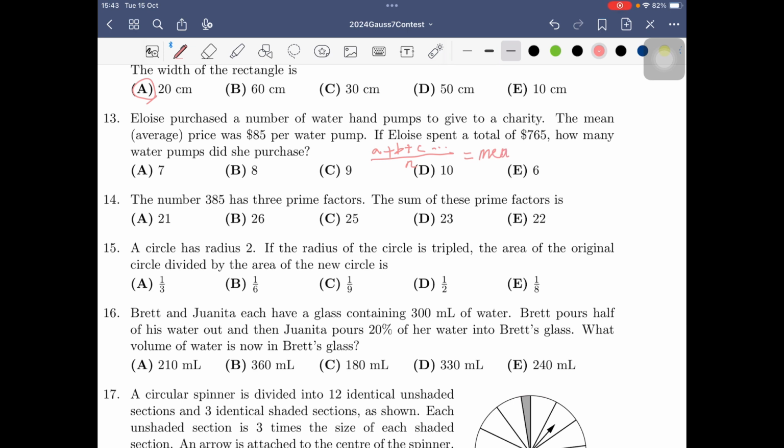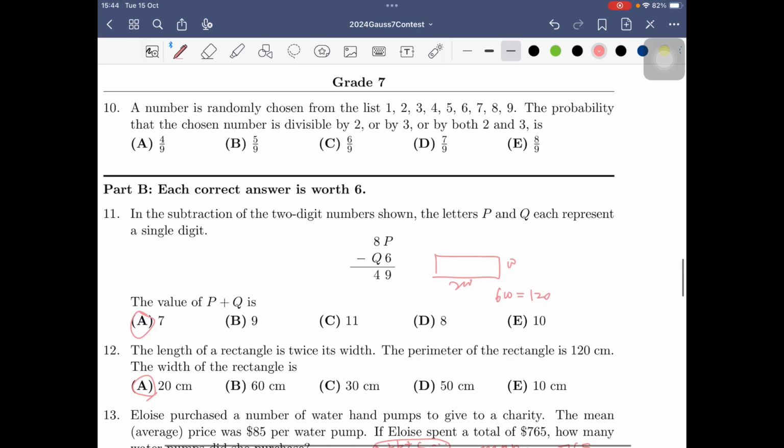So now, when we add all together, this was 765. We don't know how many there were, but the mean was 85. So n equals 765 over 85. 765 divided by 85 becomes 9.